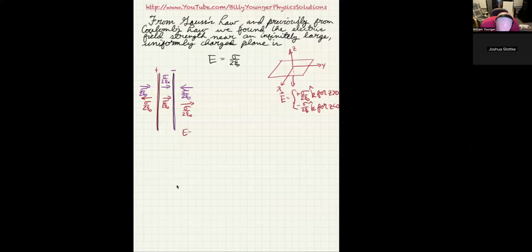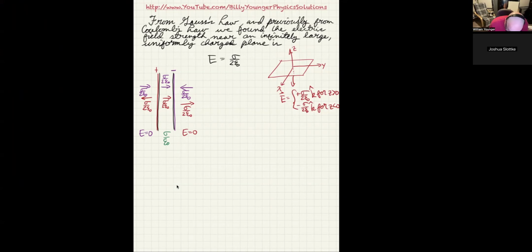So E is equal to 0 over here. And you've got the same thing over here. So E is equal to 0 here. But in between, you end up getting sigma over epsilon naught because they're both pointing to the right. And when you add them together, you get sigma over epsilon naught, because it's sigma over 2 epsilon naught plus sigma over 2 epsilon naught. That make sense?